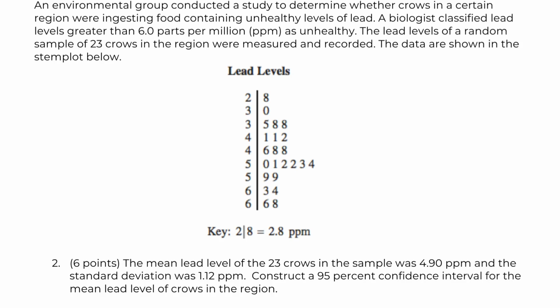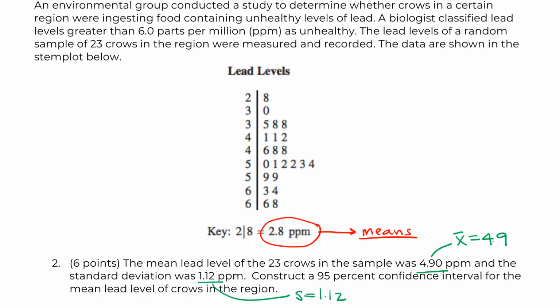So it is clear that our variable here is lead levels in parts per million, which is quantitative. So already my mind is going, we're doing something with means because we have quantitative data. Then we keep reading. The mean lead level of the 23 crows in the sample was 4.9 parts per million. That's very nice. They gave us x bar. They're not going to make me enter that terrible stem plot into my calculator, with a standard deviation of 1.12. So again, thank you so much. I'm happy to not have to enter stuff in my calculator.